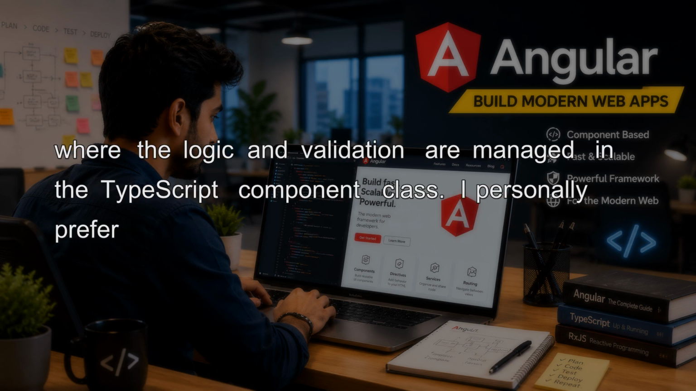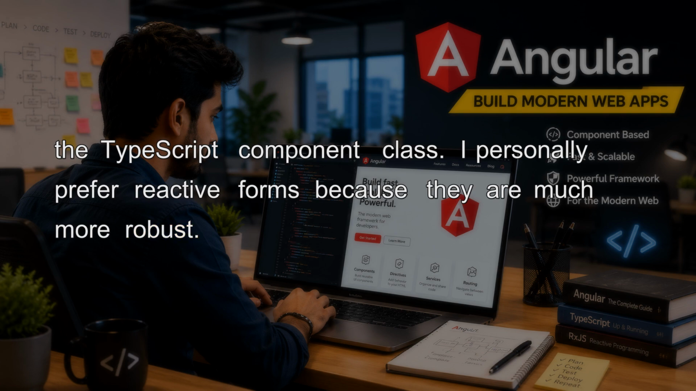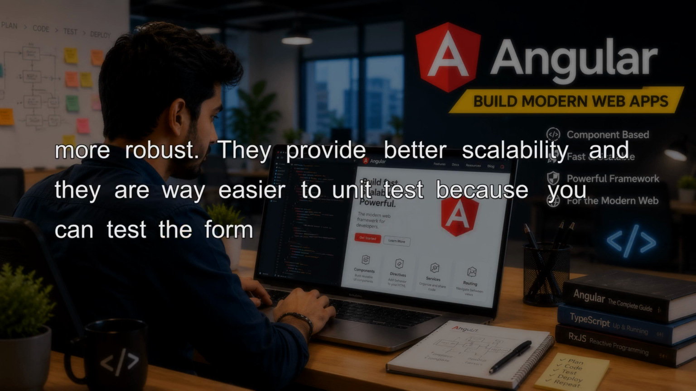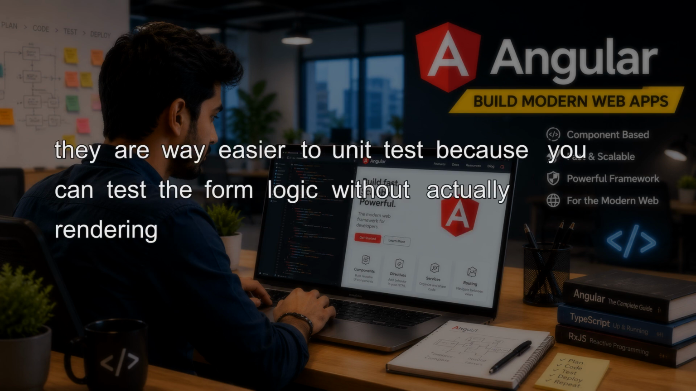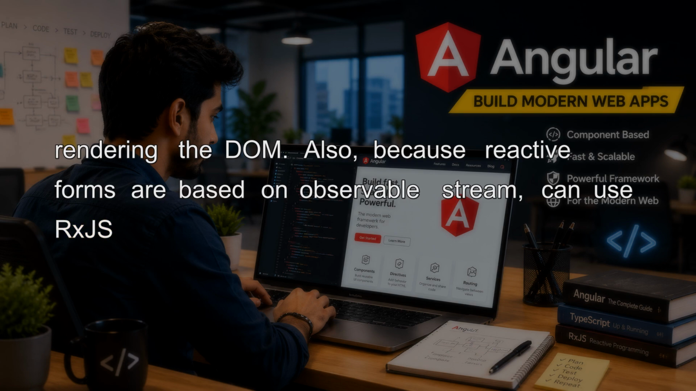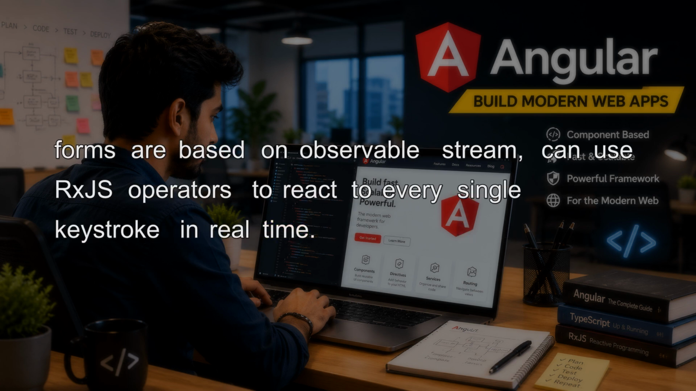I personally prefer reactive forms because they are much more robust. They provide better scalability, and they are way easier to unit test because you can test the form logic without actually rendering the DOM. Also, because reactive forms are based on observable streams, you can use RxJS operators to react to every single keystroke in real time.